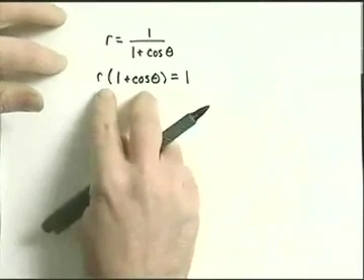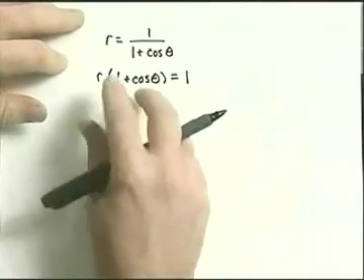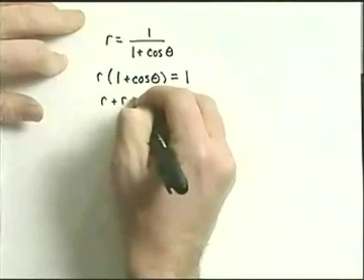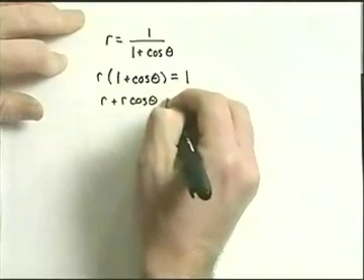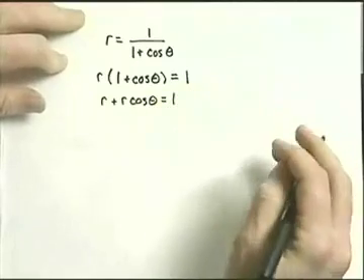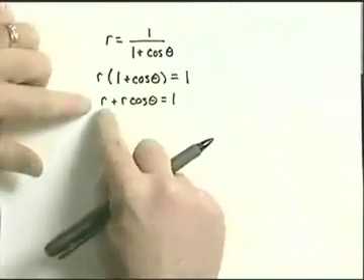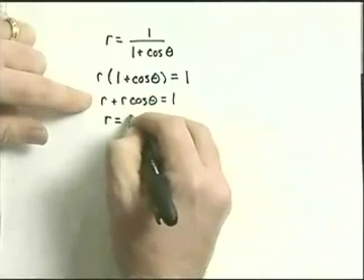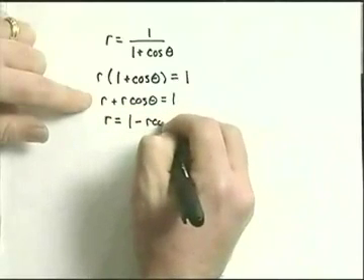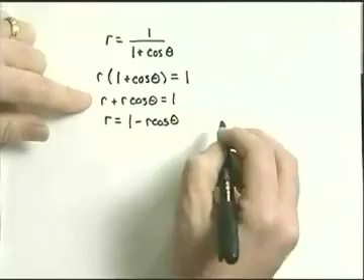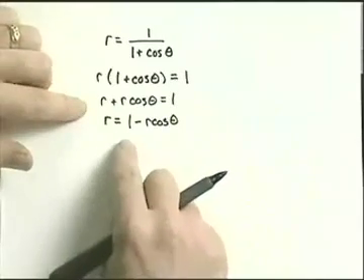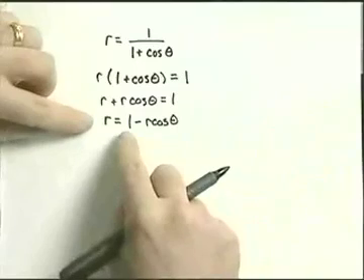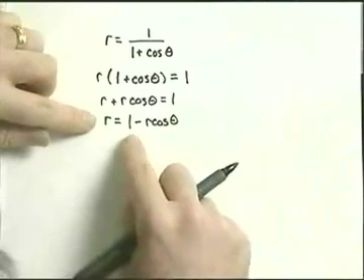Now what I'm going to do is distribute the r into the parentheses. That's going to give me r plus r cosine of theta equals 1. Now I'm going to isolate the value of this r, and I'm going to get r equals 1 minus r cosine of theta. Recall that there are two tricks, if you will, to converting from polar coordinates to rectangular coordinates.